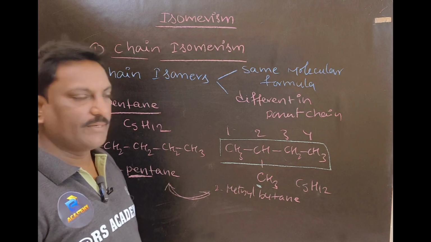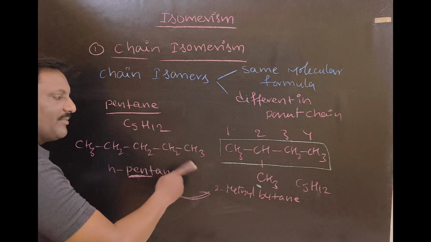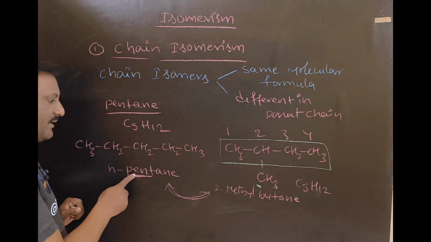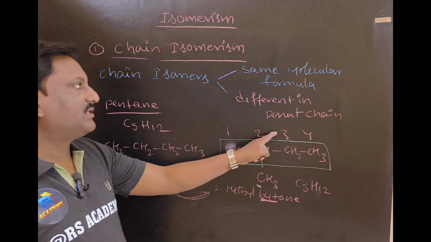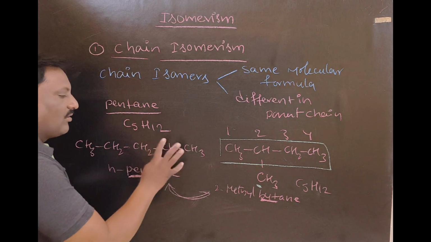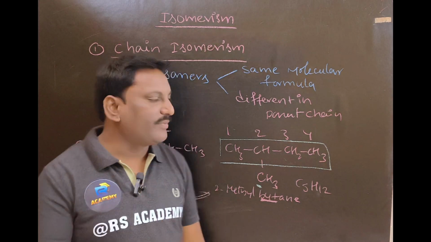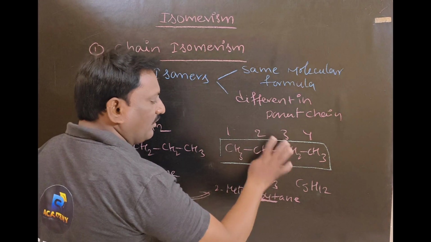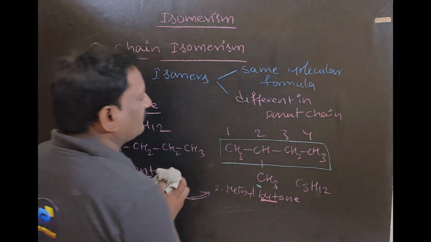2-methyl butane is an isomer of pentane, especially a chain isomer. Chain isomer means same chemical formula but differ in their parent chain. Here the parent chain is pent, here the parent chain is but. So they differ in parent chain. These are called chain isomers. This phenomenon is called chain isomerism. One more structure I would like to draw regarding pentane. Right, let me draw here.